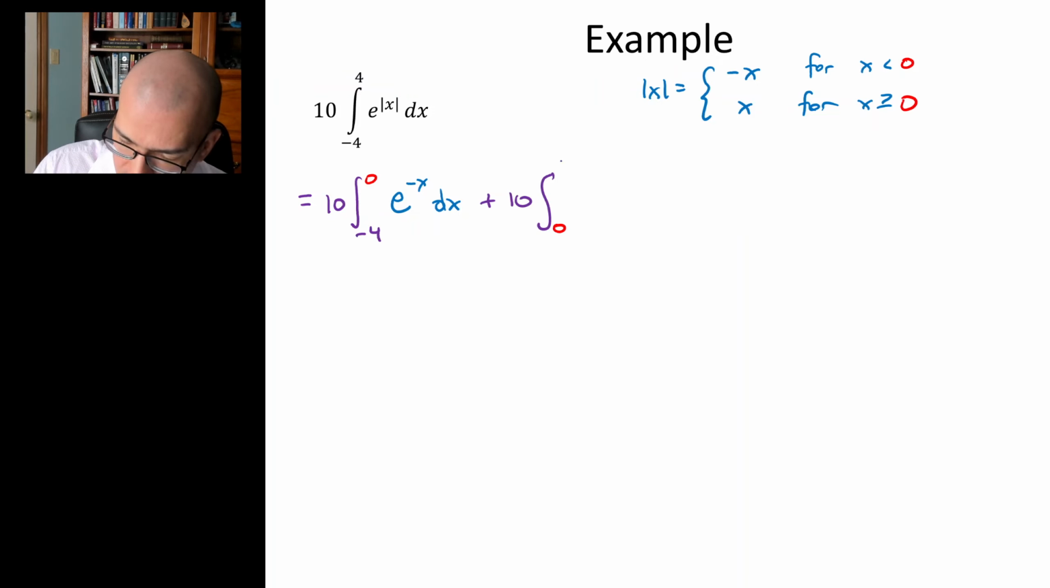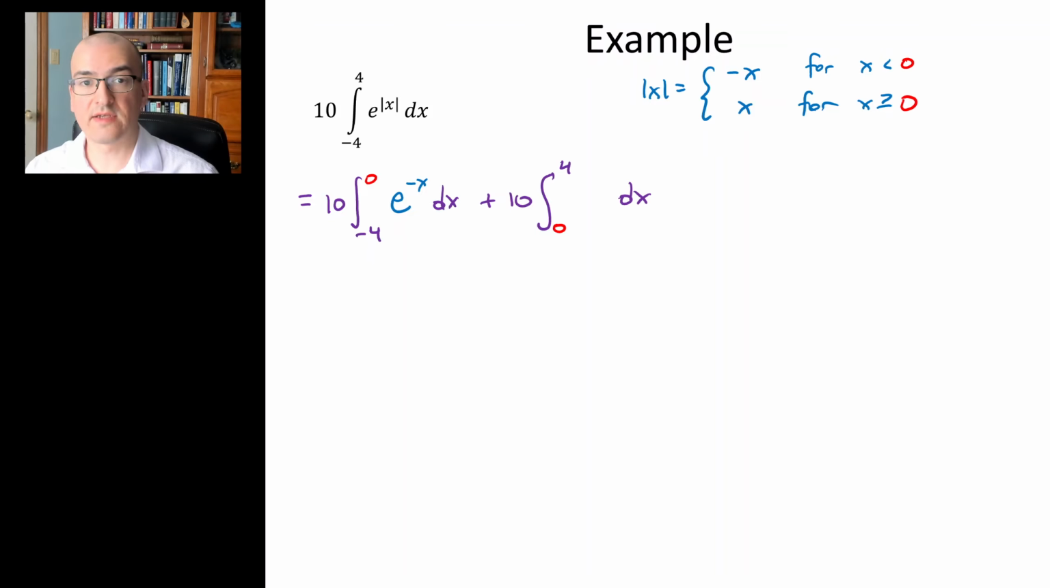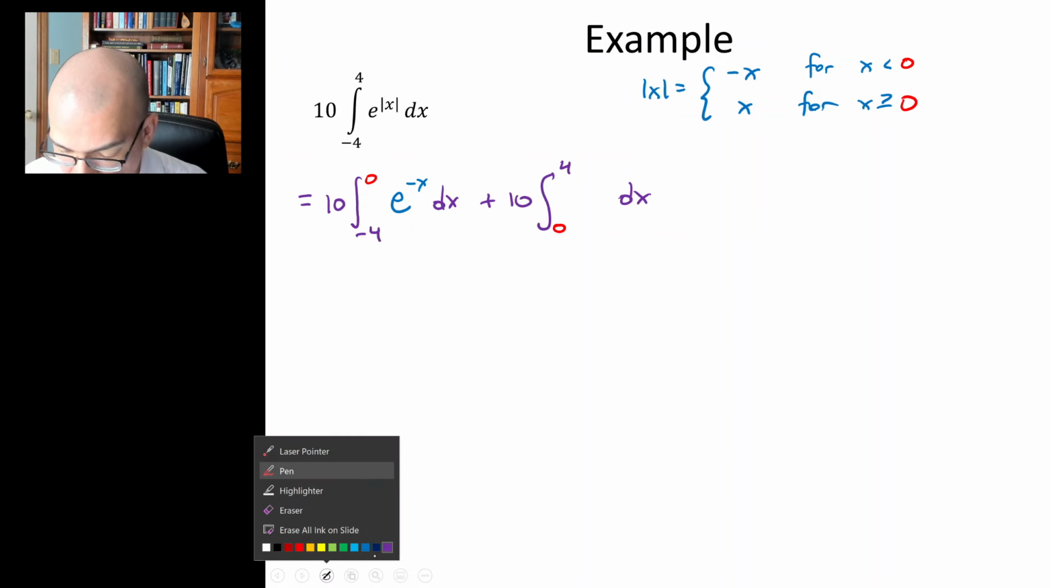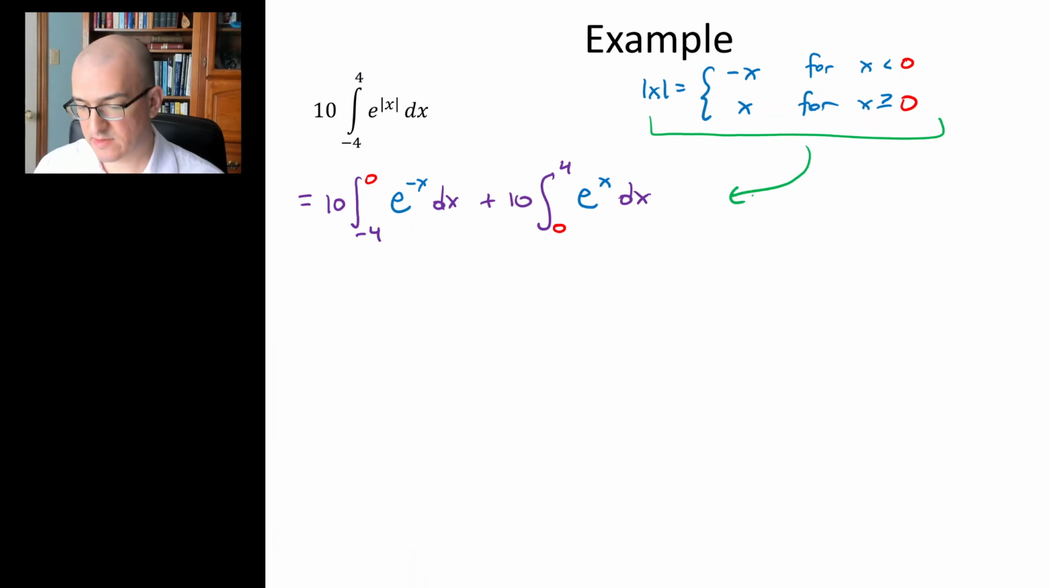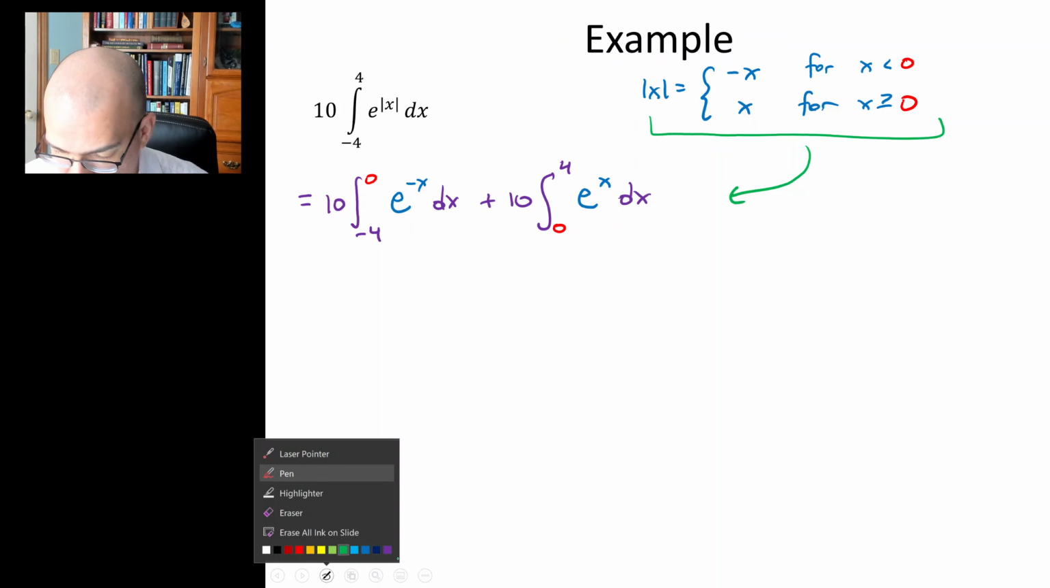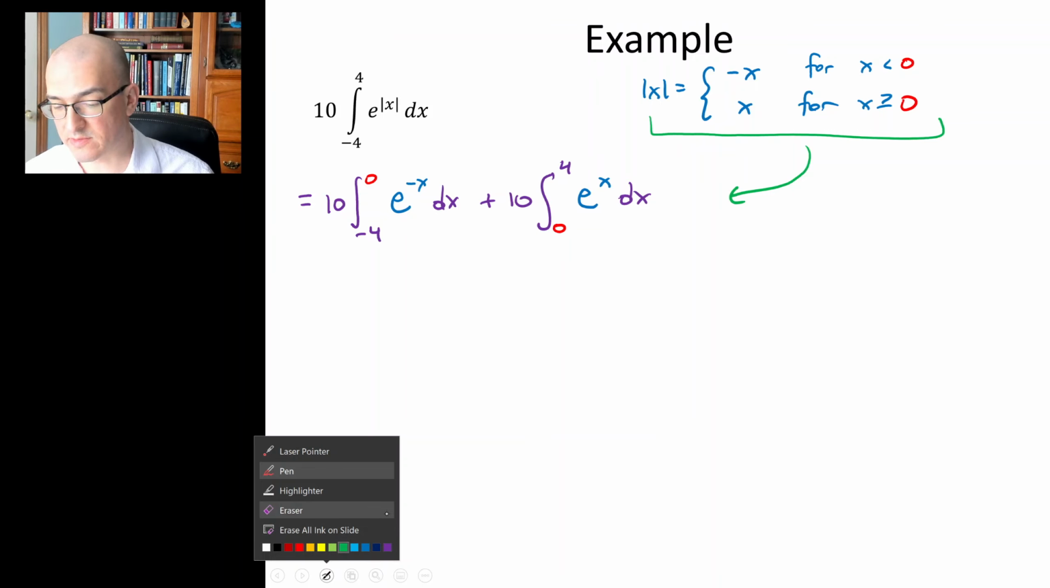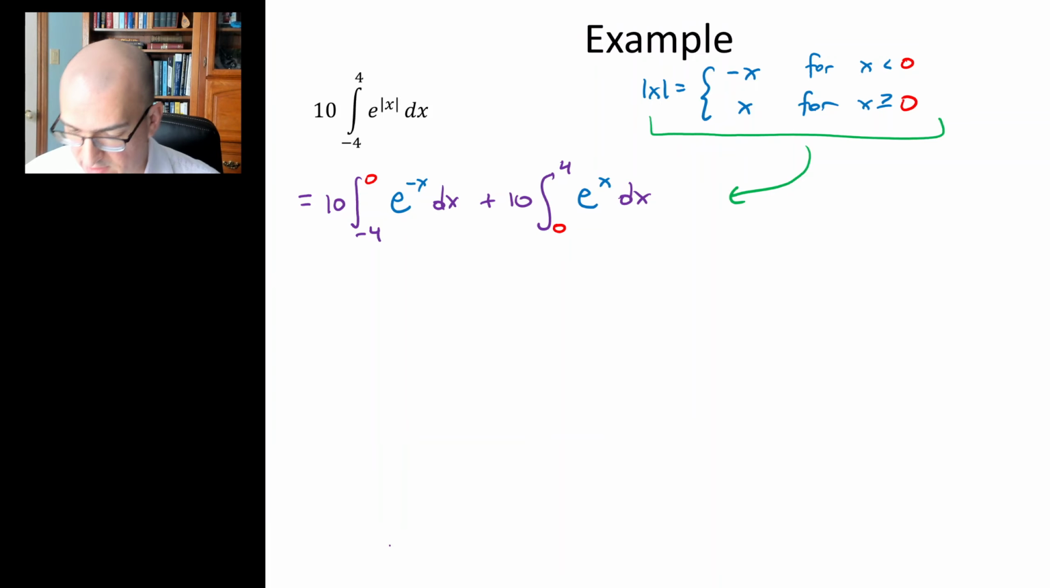Get my color coding straight here. And then absolute value of x inside the second region from 0 to 4 is just x, so e to the absolute value of x is just e to the x. So we just took this piecewise nature of the absolute value of x and plugged it in and broke up the integral appropriately.